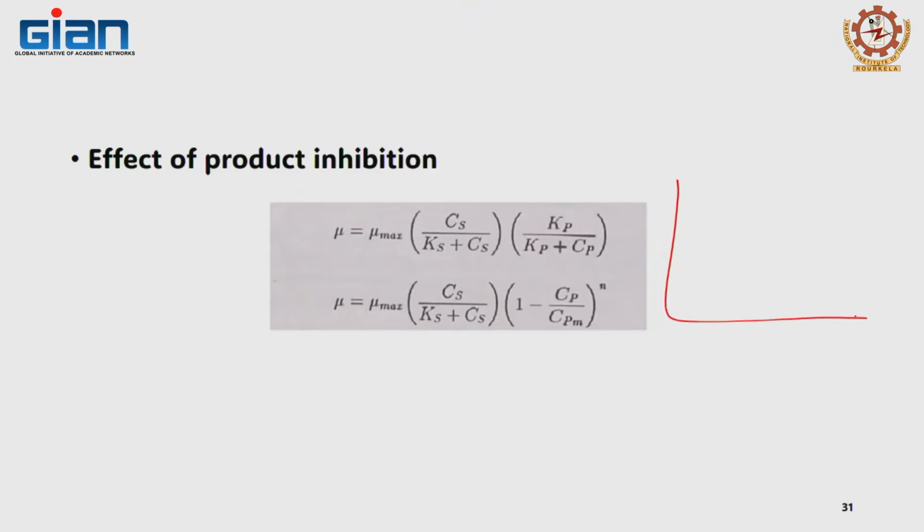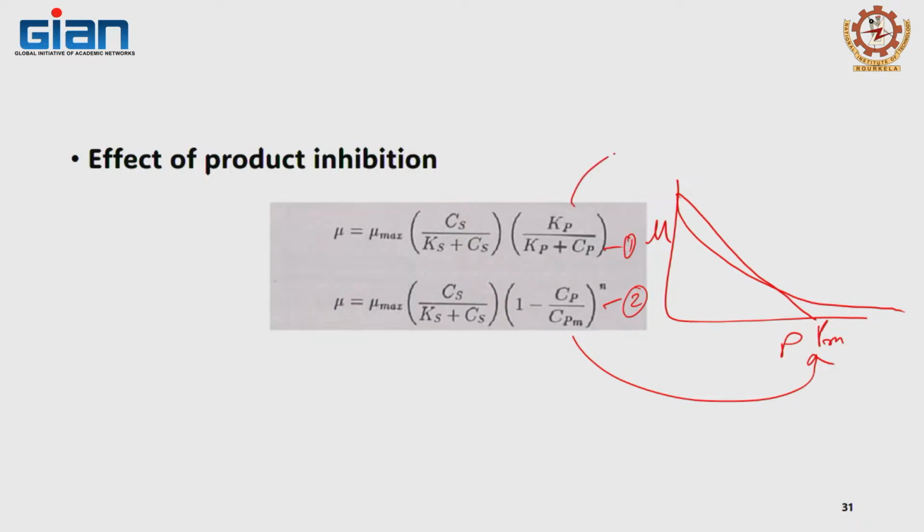So, if the product is the one which is going to inhibit, I am going to ask you a simple question: if I am looking at mu and P, which of these will follow the negative slope or the asymptotic behavior? 1 or 2? So, which one will follow the negative slope? So, you know the concentration of your product at which your inhibition will take place. So, your number 2 is a straight line and your number 1 is going to give you the asymptotic behavior.